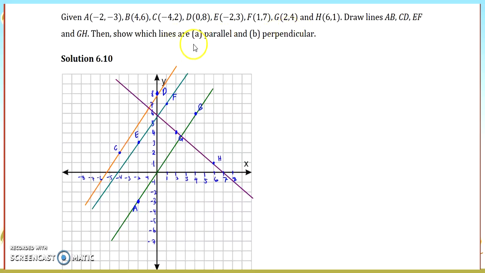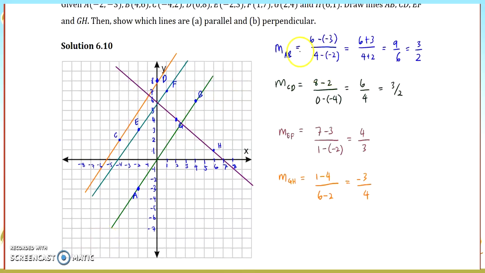To know which lines are parallel or perpendicular, we need to find the slope for each line. Let's do this. These are the slopes for each line. From the slopes, we can see that lines AB and CD have the same slope, which is 3/2. Therefore, we can say that AB is parallel with CD.